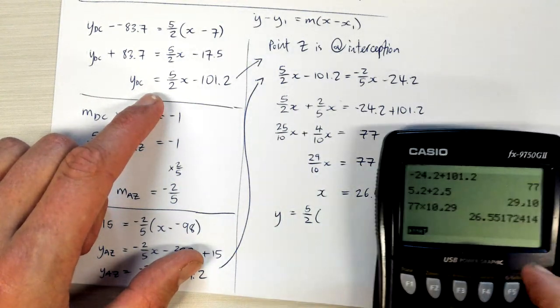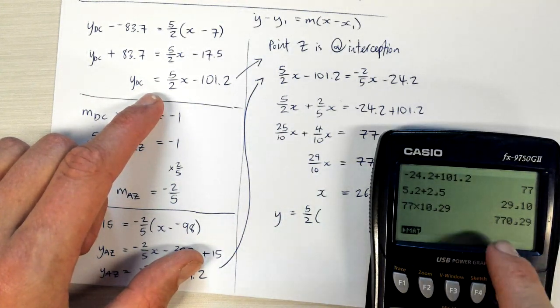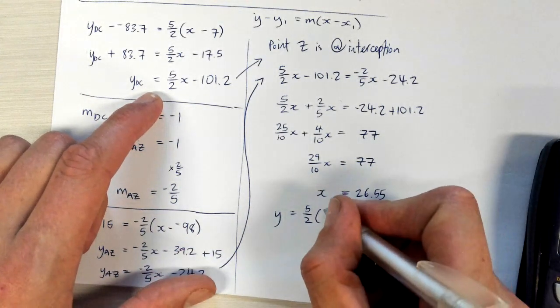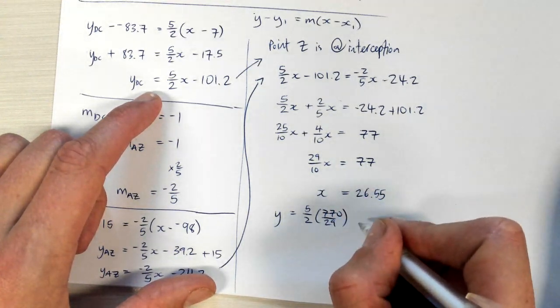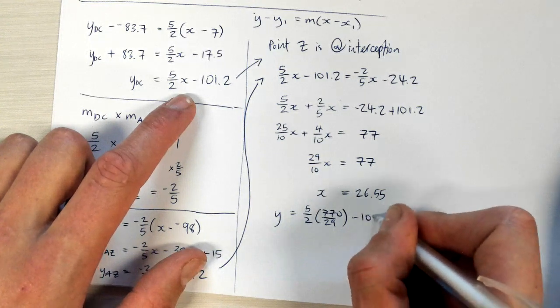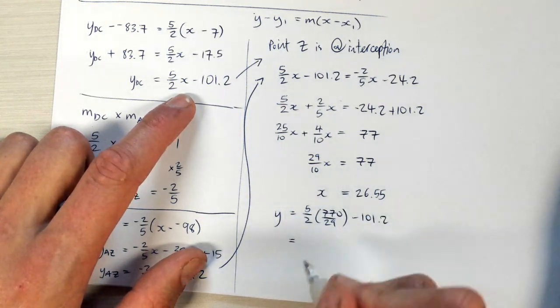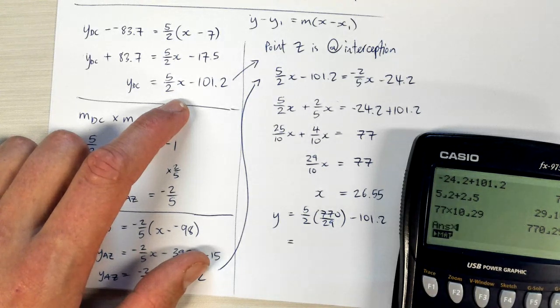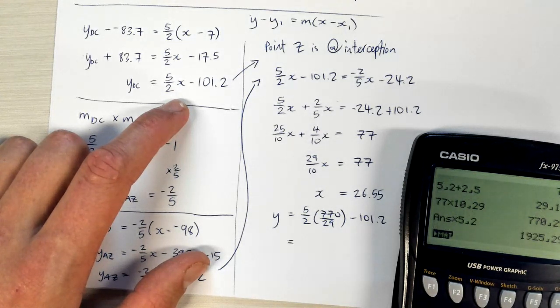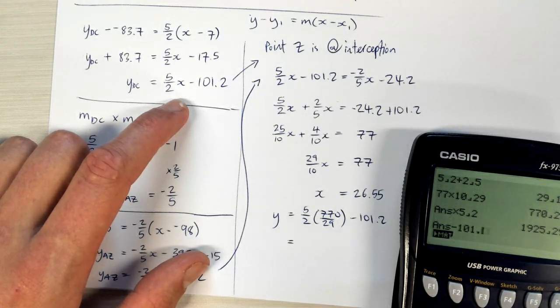I'm actually going to substitute in the fraction so it's more accurate. 770 over 29 minus 101.2. So let's just do that on a calculator. We've got the number there, so let's just times that by 5 over 2. And then we'll minus 101.2.